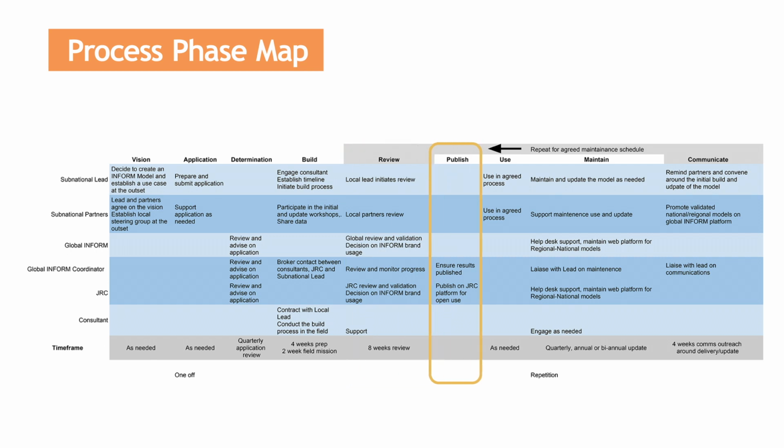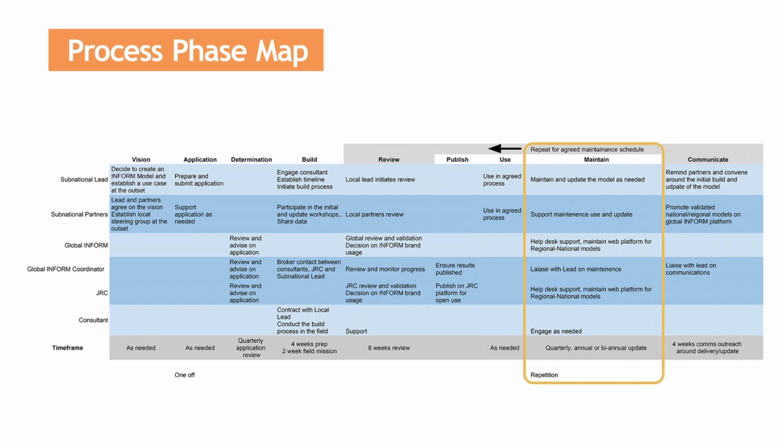Publish. In this phase, the technical lead publishes the model on a website for open use. The site is located at informindex.org. Do review and familiarize yourself with the site. Use and implementation. Stakeholders use the model for general planning and risk management purposes, as well as specific processes such as the Humanitarian Needs Overview, the UNDAF, or the Sendai Action Plan.